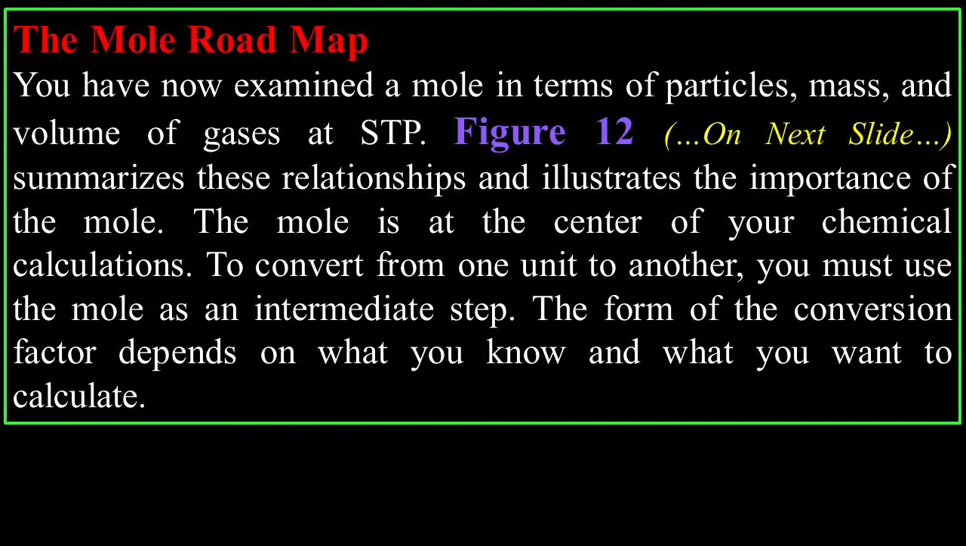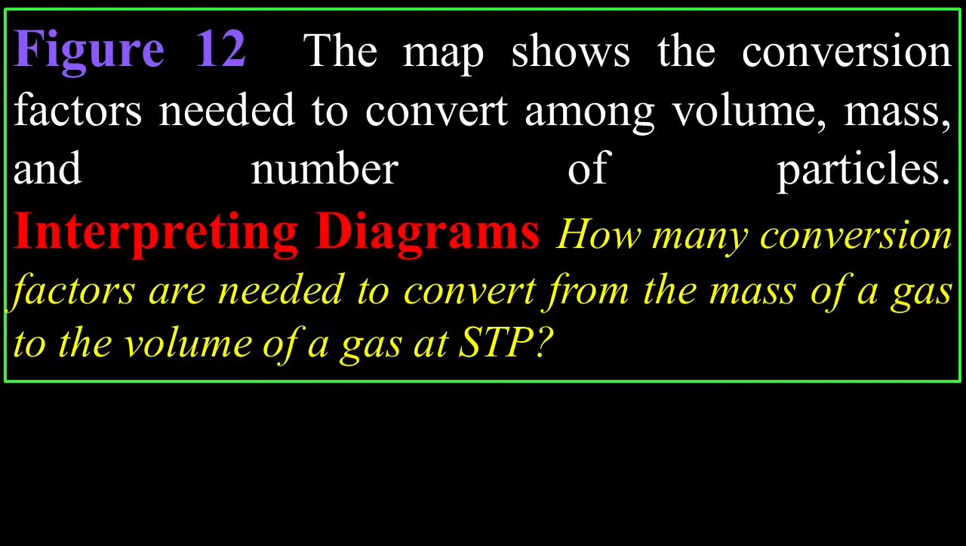You have now examined a mole in terms of particles, mass, and volume of gas at STP. Figure 12 on the next slide summarizes these relationships and illustrates the importance of the mole. The mole is at the center of your chemical calculations. To convert from one unit to another, you must use the mole as an intermediate step. The form of the conversion factor depends on what you know and what you want to calculate. Figure 12. The map shows the conversion factors needed to convert among volume, mass, and number of particles.